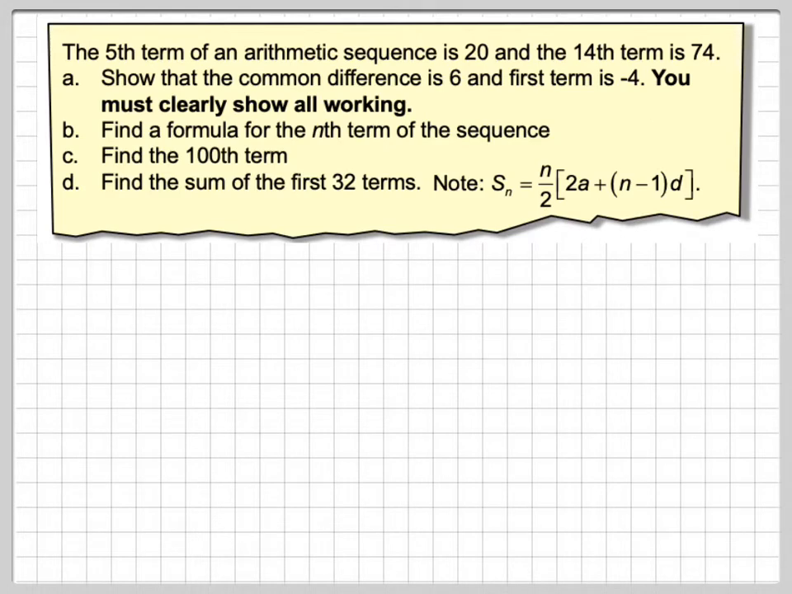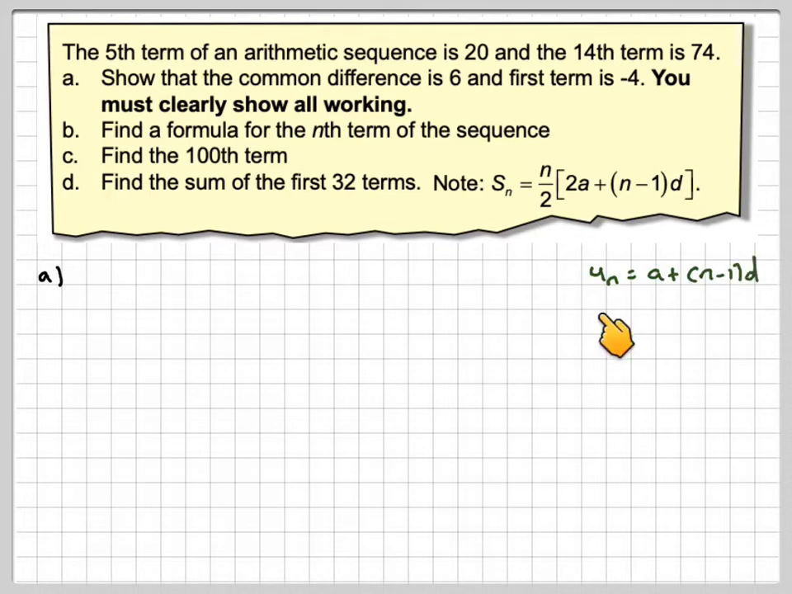Now, here, this bit, you must show algebraically that the common difference d is 6 and the first term, which we use a for, is -4. If you can't do part A, you can always carry on and do B, C and D.